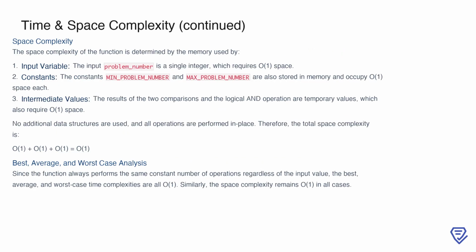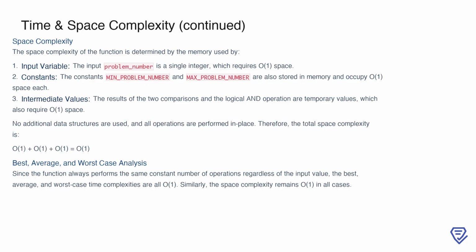Shifting our focus to the space complexity, the function isValid(problemNumber) uses a minimal amount of memory. First, the input variable problem_number is a single integer, which occupies O(1) space. Additionally, the constants min_problem_number and max_problem_number, which define the range boundaries, also require O(1) space each since they are fixed values.